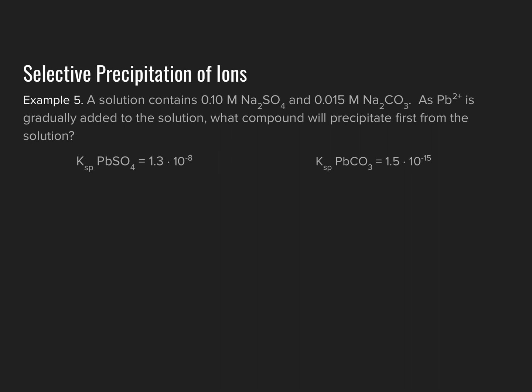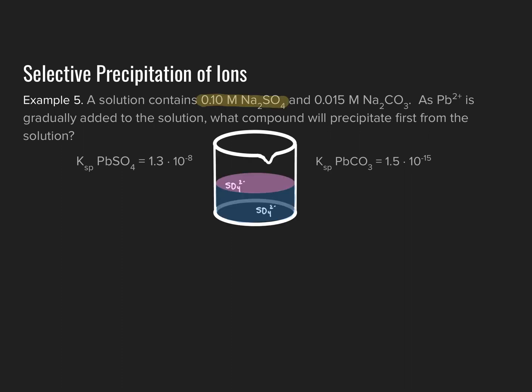We have a solution which contains a mixture now of ions, that is a solution of 0.10 molar sodium sulfate and also 0.015 molar sodium carbonate, which are all mixed together. Now, to that solution which contains a mixture of different ions, we're going to add very slowly the lead 2 ion to our solution. And the question is asking us here, which compound will precipitate first from the solution upon the addition of our lead?